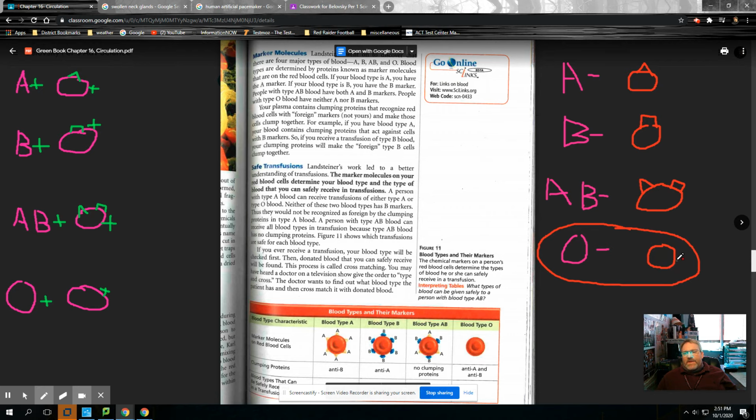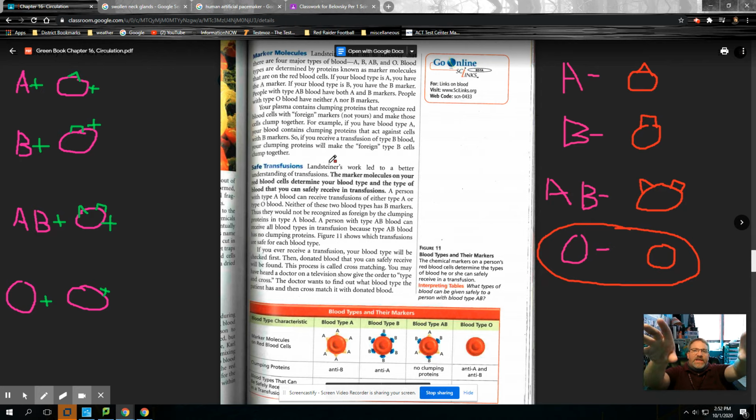Since their blood does not have any markers on it, it fits in with the other blood types because it's missing these key components right here. Now, if somebody that had AB blood tried to give blood to somebody that was O negative, these markers would cause this person's blood to start clumping up, which can be fatal. So something interesting is that O negative blood can give blood to everybody.